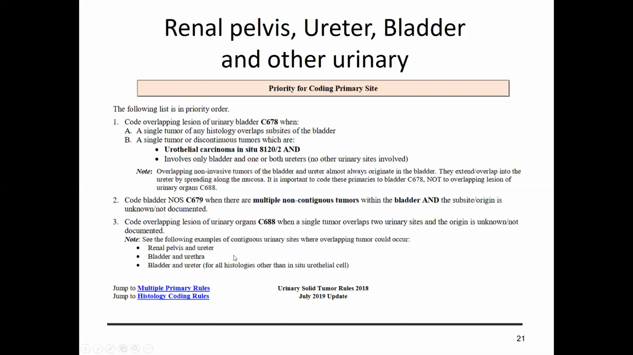So then we have rules for when to code urinary organs. There's one more rule, C689, for multiple tumors, multiple discontinuous tumors in multiple organs within the urinary system. So if rule 3 doesn't cover what you have, then you would go on to rule 4 and code the C689.